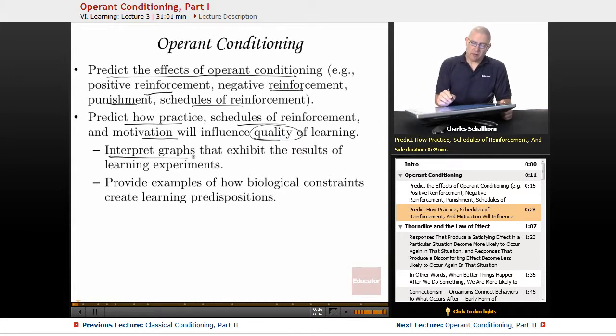Now, it says interpret graphs that exhibit the results of learning experiments. To be honest with you, you don't really have to worry about learning how to read the graphs, but if you know how to read a graph, that's going to be helpful. If you understand the concepts, this is going to be doable. Very easy. And they don't typically put those on the AP exam. Then there's providing examples of how biological constraints create learning predispositions, and so how our biology both increases and decreases the likelihood that we're going to be learning something.